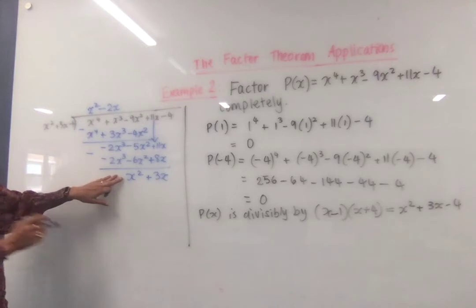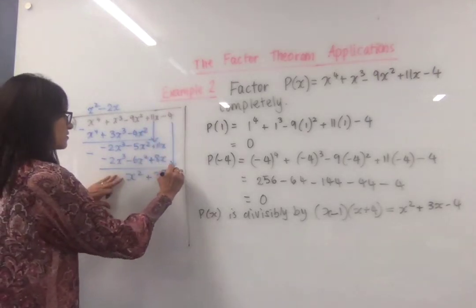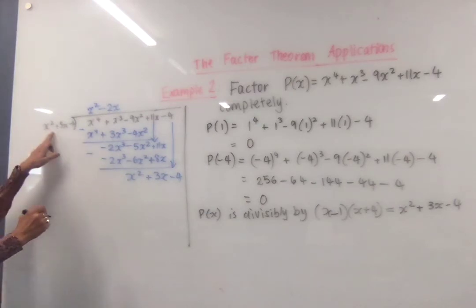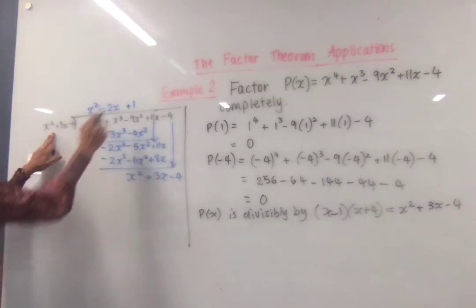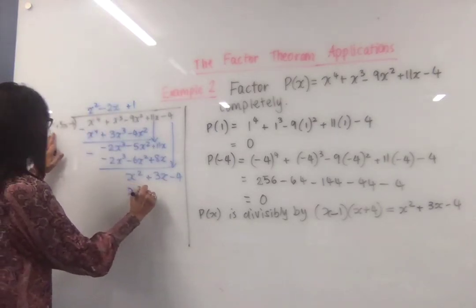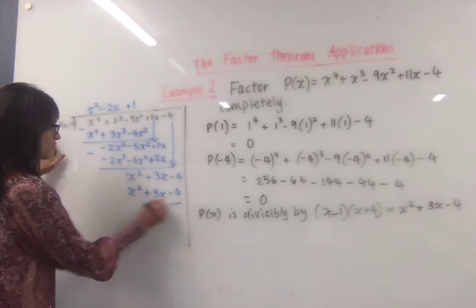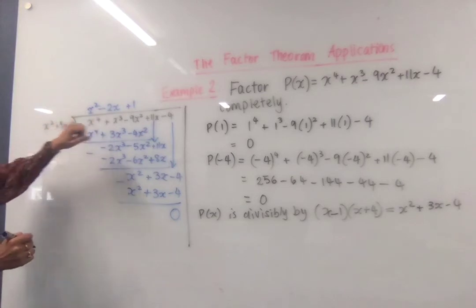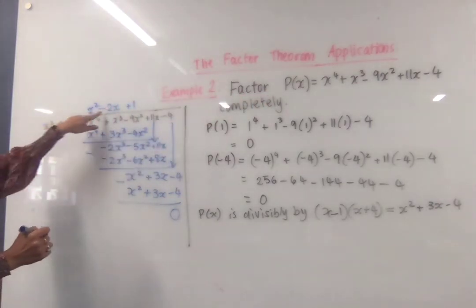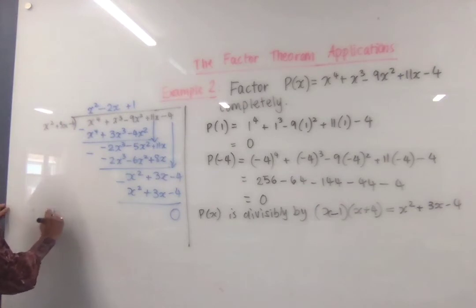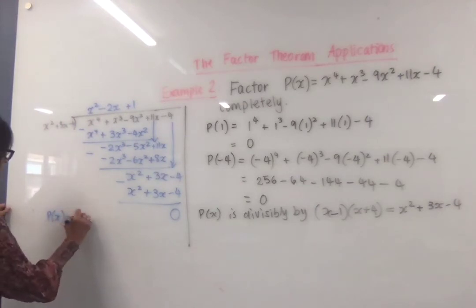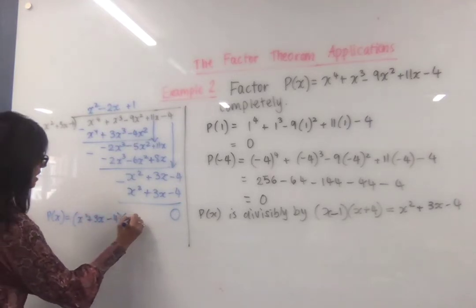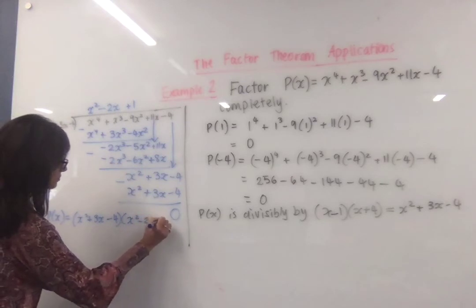Okay, and now we bring down our -4. And we can see that we've got exactly the same term here. So this is going to go in once. And when we multiply, we'll end up with x squared plus 3x minus 4 and subtract to get a result of 0. So now we know that this polynomial is equal to the product of these two factors. So our polynomial is equal to x squared plus 3x minus 4 times x squared minus 2x plus 1.